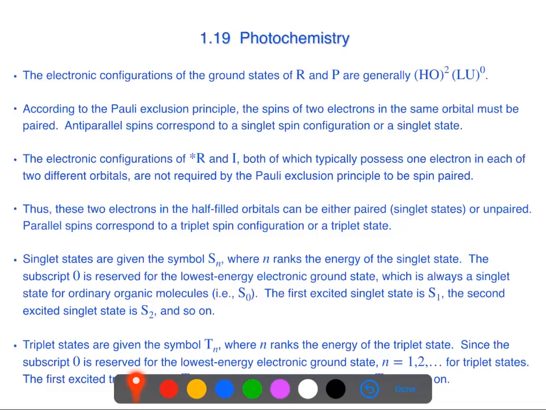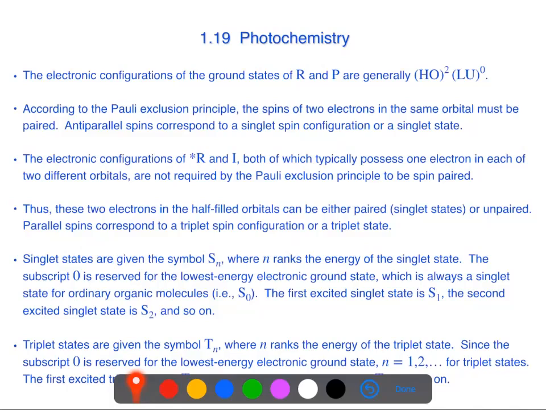The electron configurations of R star and I, both of which typically possess 1 electron in each of 2 different orbitals, are not required by the Pauli exclusion principle to be spin paired, meaning we can have both singlets and triplets. Thus, these 2 electrons in the half-filled orbitals can either be paired, singlet states, or unpaired. Parallel spins correspond to a triplet spin configuration or a triplet state.